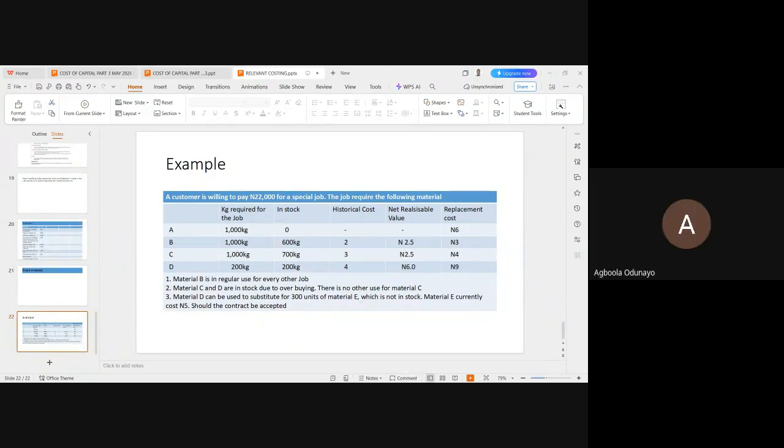I think the 700 material, we are going to discuss it, sir. To be the net realizable value 5. Then the remaining 300 will be at 4 naira replacement cost. Yeah, that is very good. That is it.